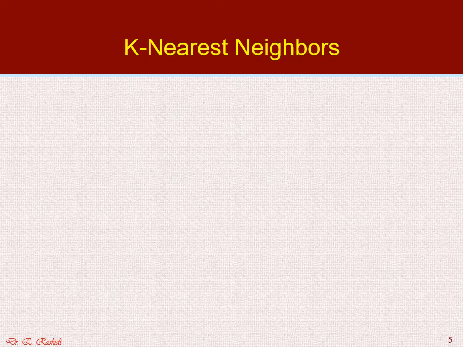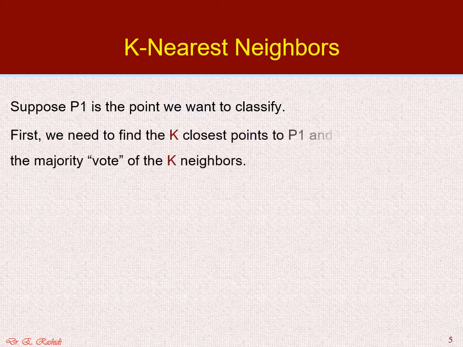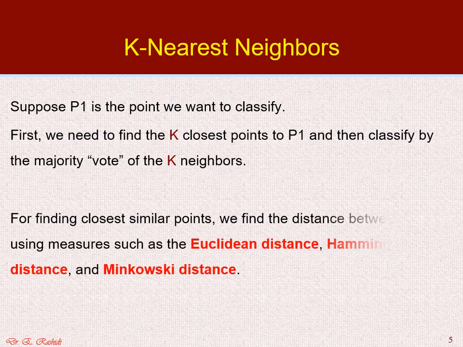So let's see how the k nearest neighbors work. Suppose P1 is the point we want to classify using the KNN method. First thing that we need to do is find the k closest points to P1 and then classify by the majority vote of the k neighbors around P1. For finding the closest similar points, we find the distances between the points using measures such as the Euclidean distance, Hamming distance, and Minkowski distance.